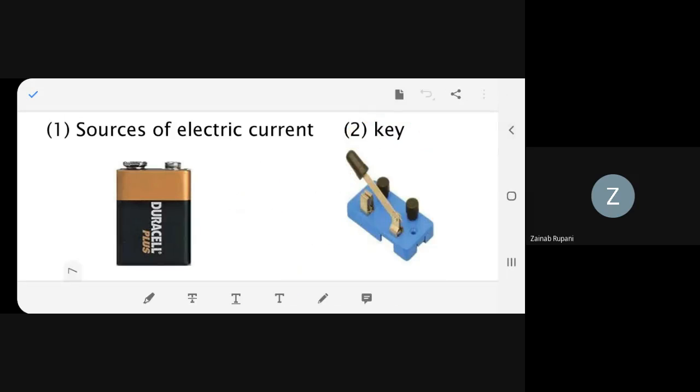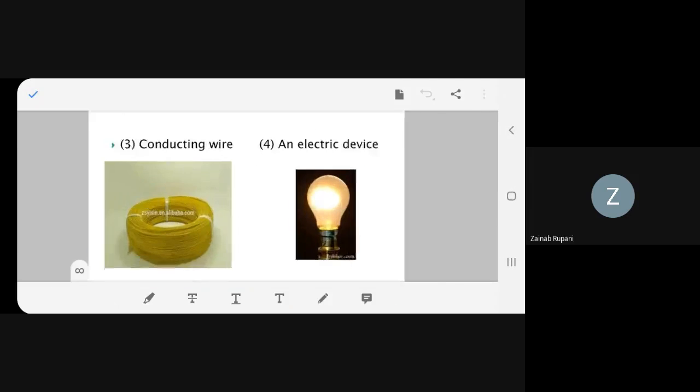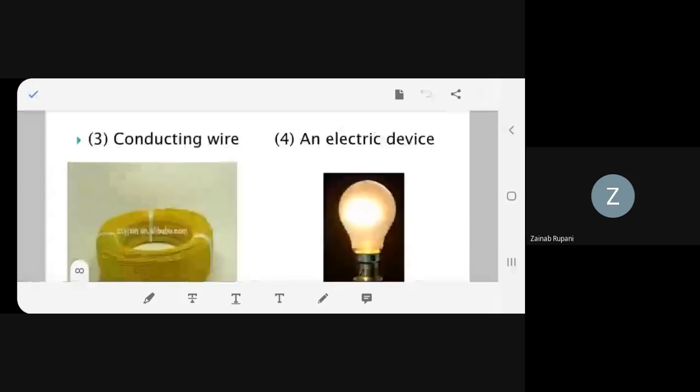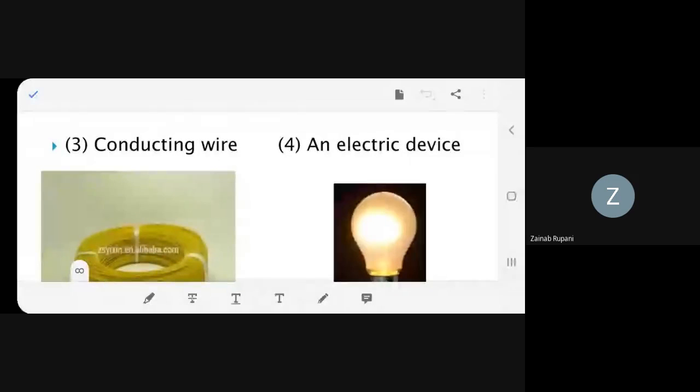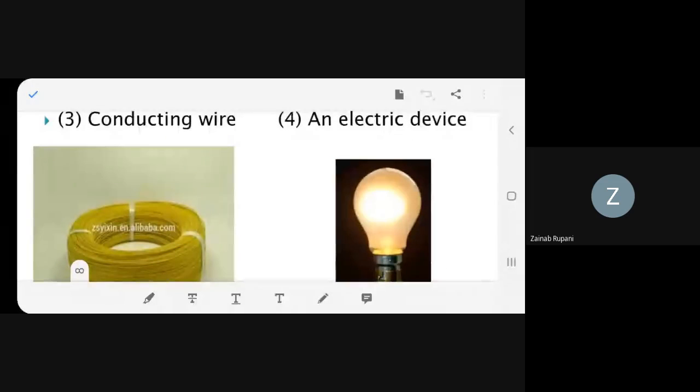These are the two components that you have read. Now let's see the third one. What is it, beta? Number three, conducting wire. Number four, an electric device. You understood? So these are the wires. Now, why have they used the word conducting, beta? Can anyone tell me?